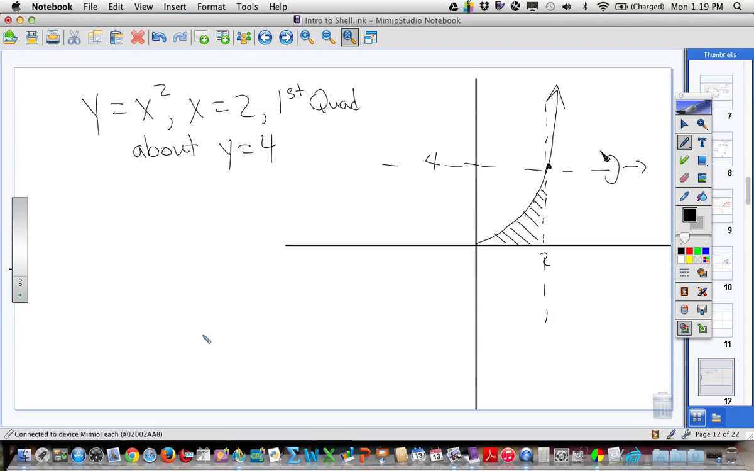But it's bounded by y equals x squared, x equals 2, and it's in the first quadrant. Otherwise, if you did this up here, it would be unbounded. It would just go forever and ever and ever. Okay? So it's got to be that region right there. So that's another thing you have to be able to do, is get the correct region. All right, go ahead and go from there.